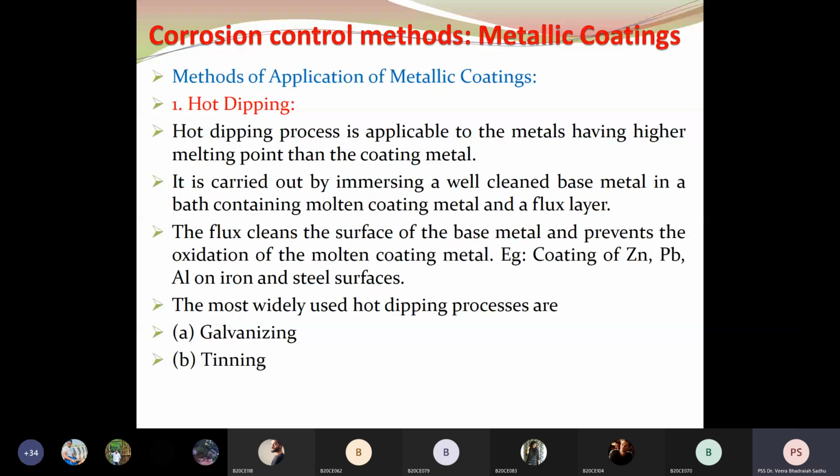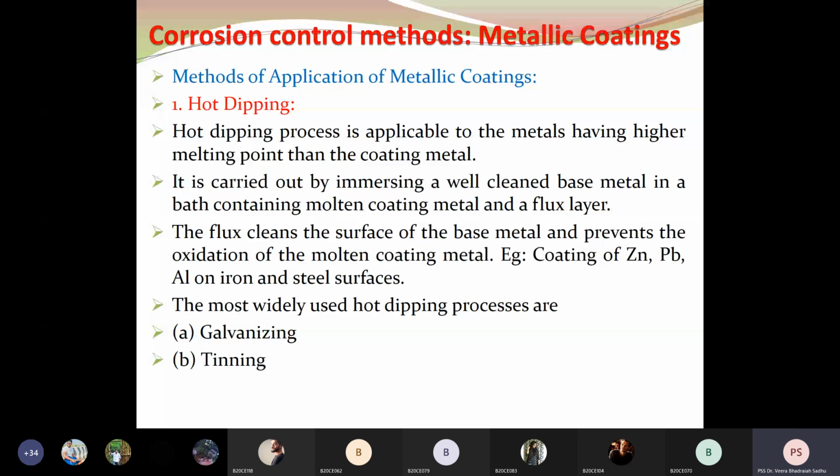So that means, for example, if you want to coat on top of iron, the iron should have a higher melting point than the metal you coat on top of it. It is carried out by immersing a well-cleaned base metal in a bath containing molten coating metal and a flux layer.